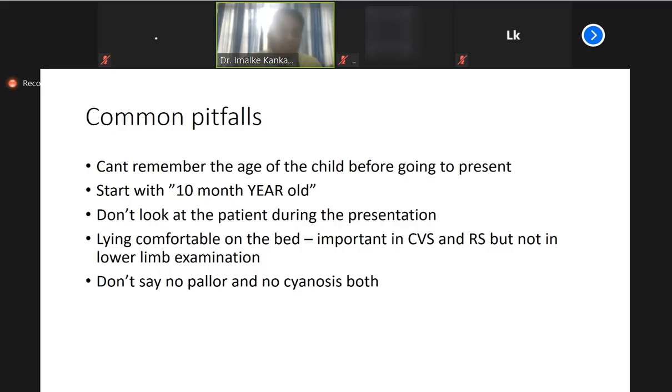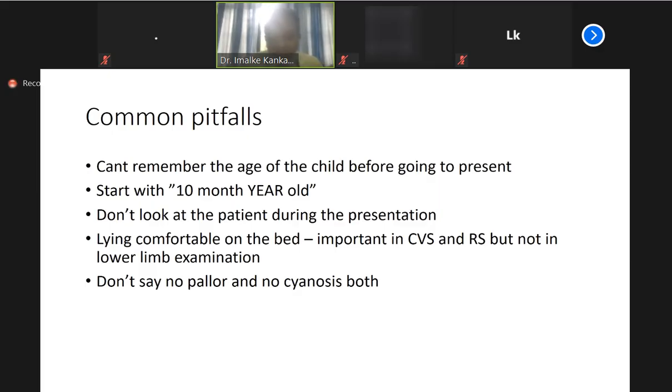So those things will carry marks. Not that we are exactly looking at whether you are confident or not, but the way you present. And so presentation skills will get a significant amount of marks. So don't say "lying comfortably on the bed" for all cases.